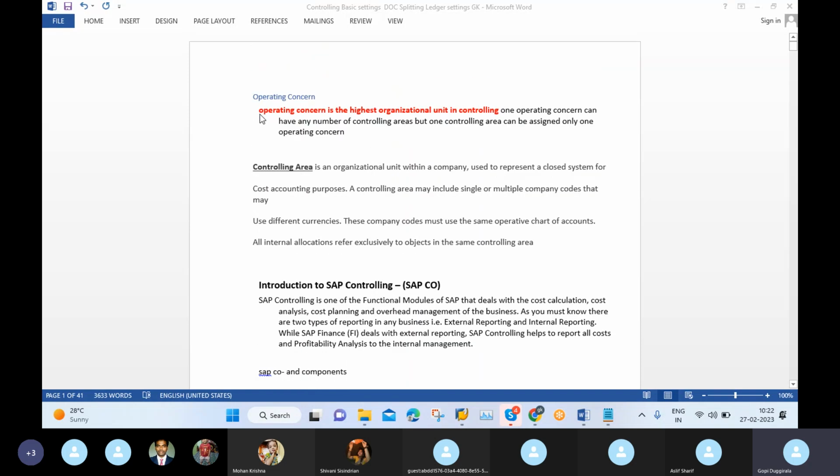So operating concern, anyone have any doubts regarding this one? If your interviewer asks what do you mean by operating concern, you can tell: operating concern is the highest organizational unit in controlling. That's it. Under one operating concern, we can maintain n number of controlling areas. But one controlling area we can assign to only one operating concern. If you give this type of answer, definitely they will be satisfied.